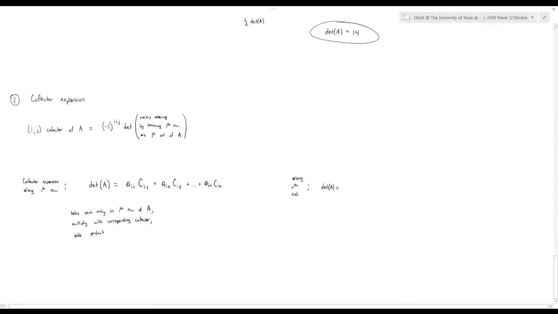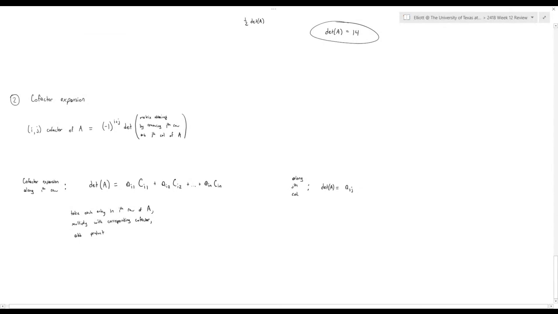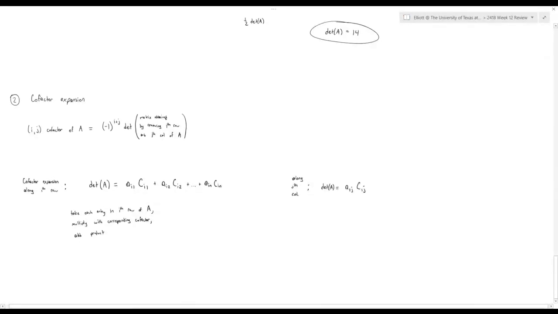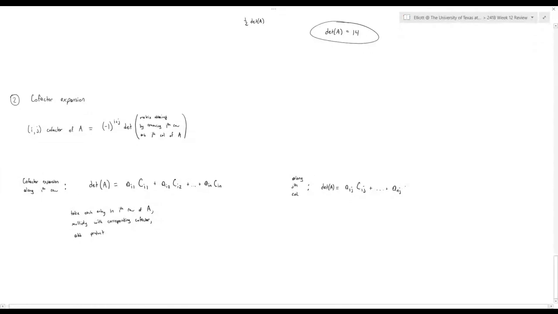So it's similar, so I'll just write it out real quick. You'll take each entry in the jth column. So this is the first entry in the jth column. You multiply by its corresponding cofactor. Do the same for every other entry in the jth column down to the nth one. And when you add all that up, it will also give you the determinant.